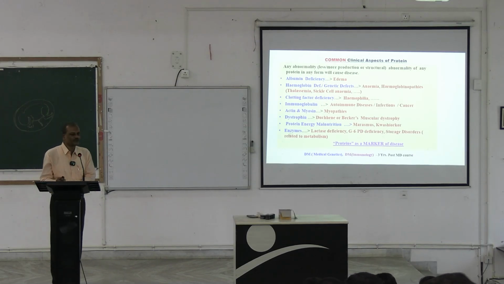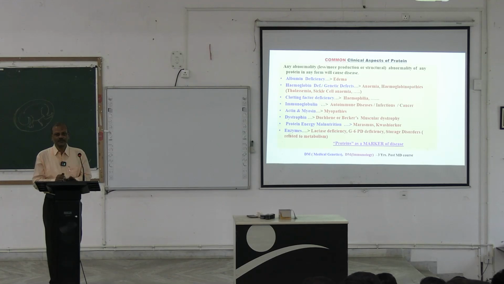Similarly, hemoglobin deficiency is there. It can be deficiency due to any cause, like we have not consumed an adequate amount of iron. Iron is an important part of hemoglobin, so it will cause anemia. There are many causes of anemia that I am not going into the detail of.